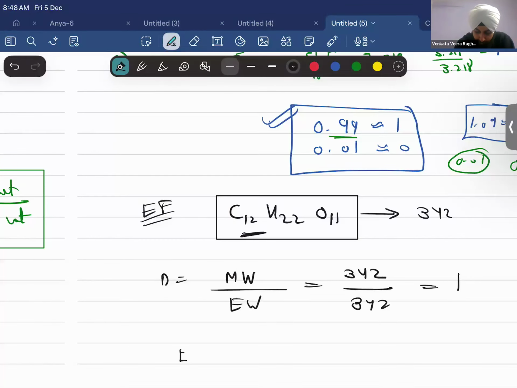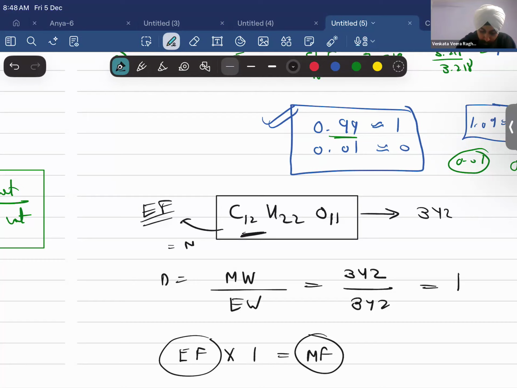So it means, sir, whatever empirical formula you have, you have to multiply it with 1 to get the molecular formula, which will be the same as the empirical formula only. So this is your empirical formula as well as the molecular formula. So the molecular formula is also this. I hope it is 100% clear now.